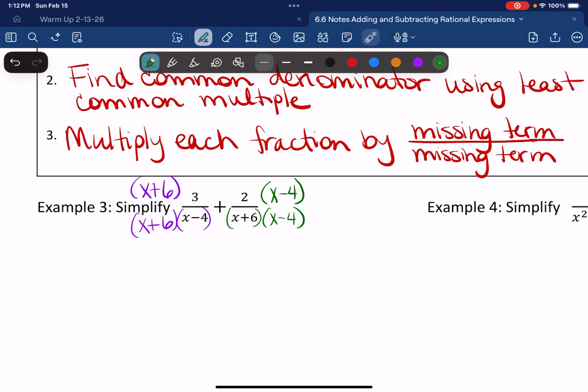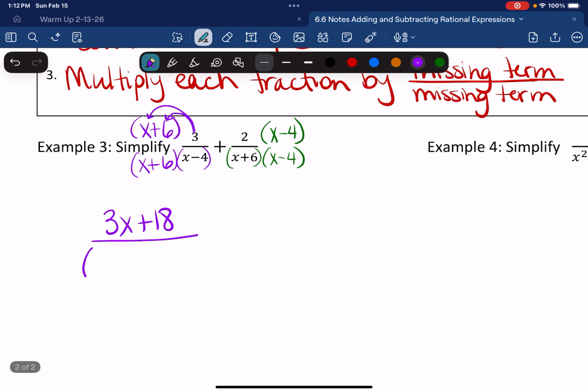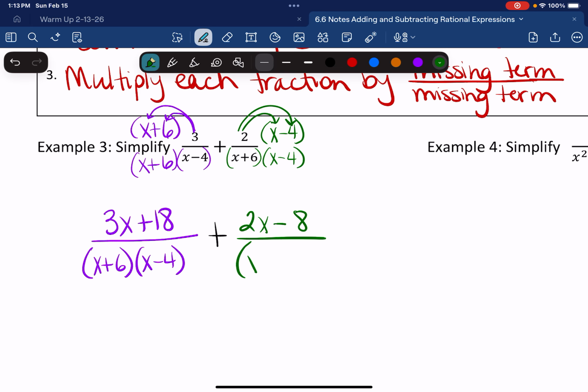All right, so my first fraction, let's multiply 3 times x and 3 times 6. Gives us 3x plus 18 over. And I'm not going to go ahead and double distribute my denominator. I'm just going to keep it as x plus 6 times x minus 4. And then our second fraction, 2 times x gives us 2x. And 2 times our minus 4 gives us a minus 8. All over x plus 6 times x minus 4.